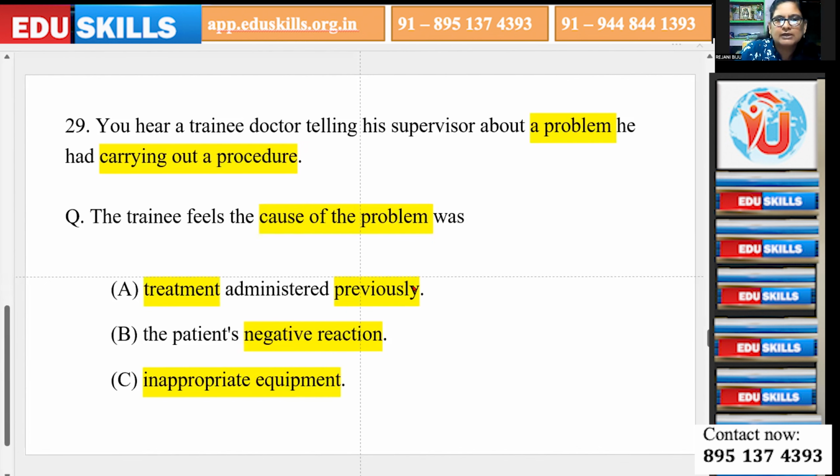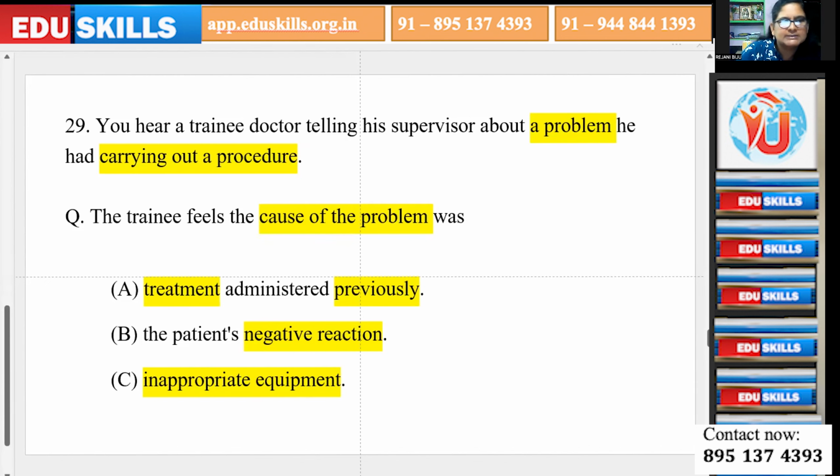Okay. So here you can see carrying out a procedure. Carrying out a procedure is the context. Which one correct answer do you think? C, ma'am. C. Equipments. A. B is the answer. Here the equipments, patient's negative reaction is not. We know that carrying out a procedure means we will be carrying out the procedure, right? The nurse trainee doctor is facing the problem to carry out the procedure.